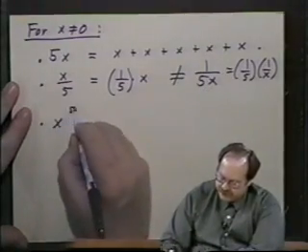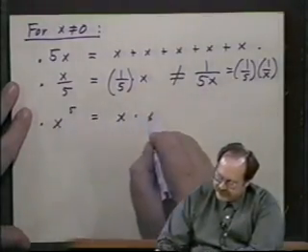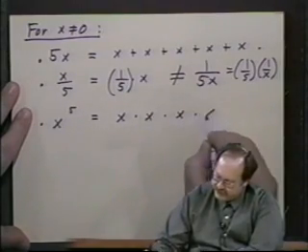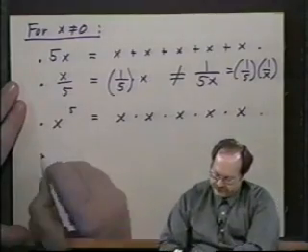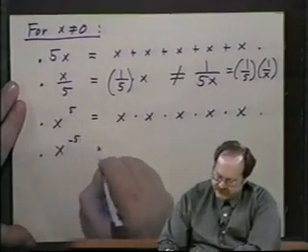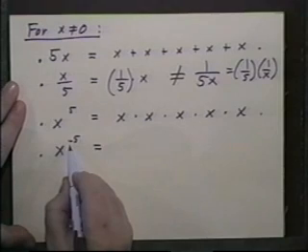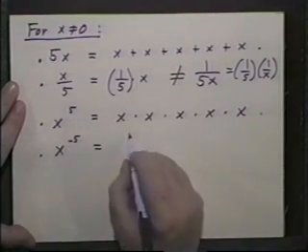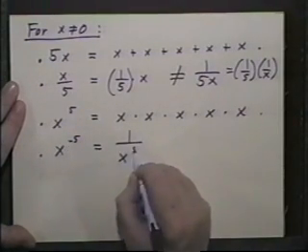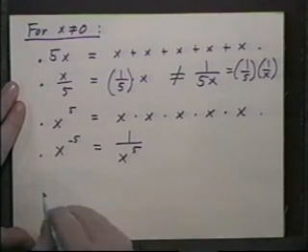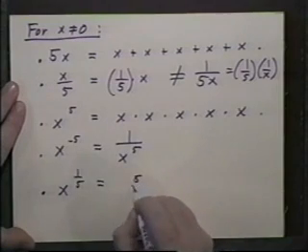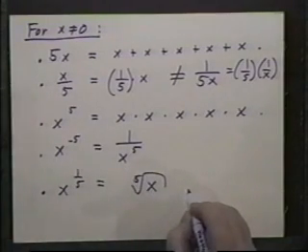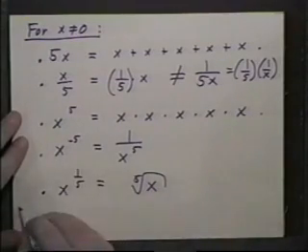Then there's x to the 5th. Now what was that? That's x times x times x times x times x. So it's the product of 5 x's. What was x to the minus 5th? This is not negation. It is not subtraction. It says write x to the 5th on the bottom. And finally, what is x to the 1/5? Well, that is by definition the 5th root of x. That's the number you multiply by itself 5 times to get x.